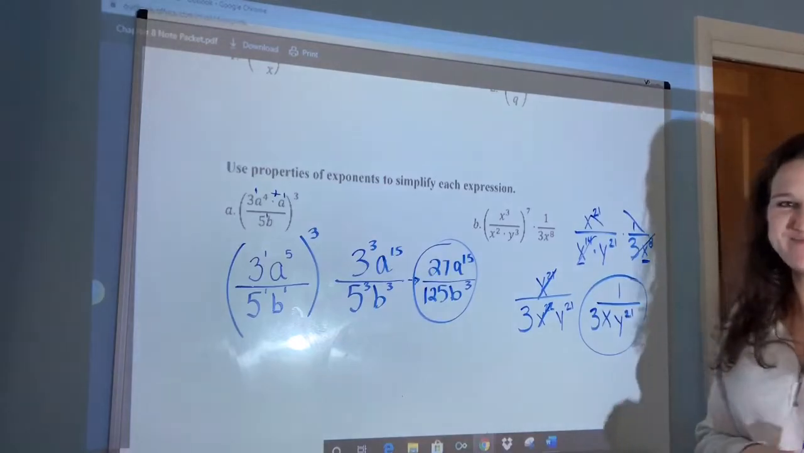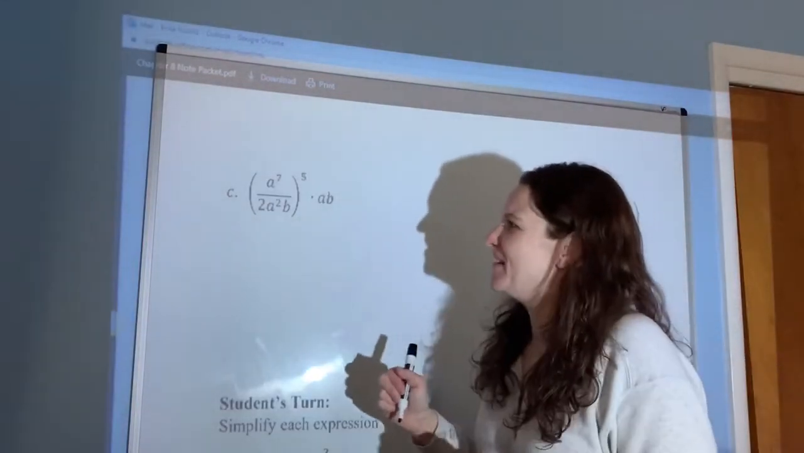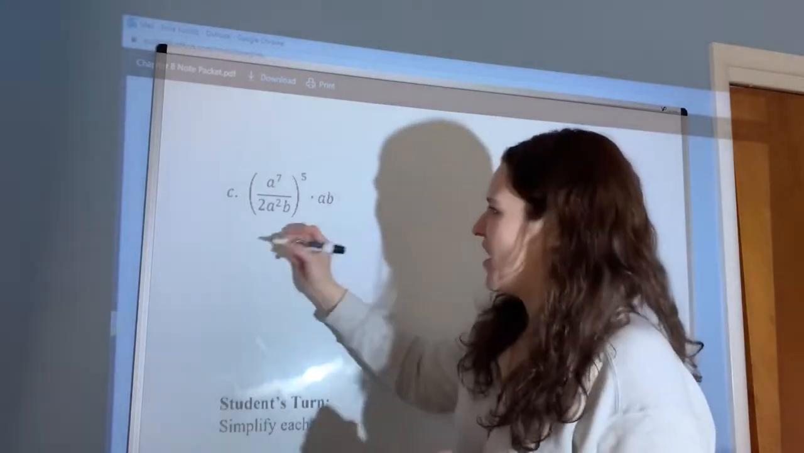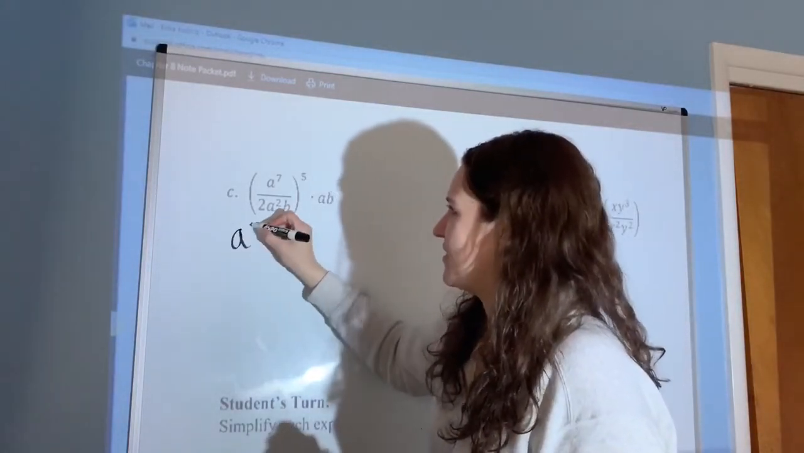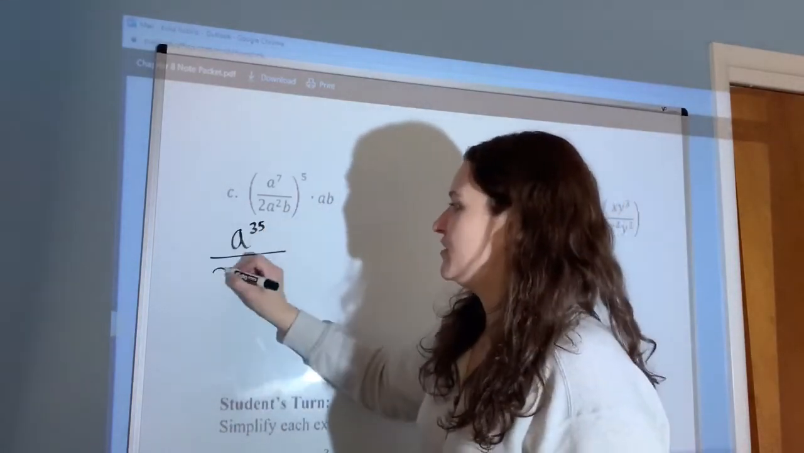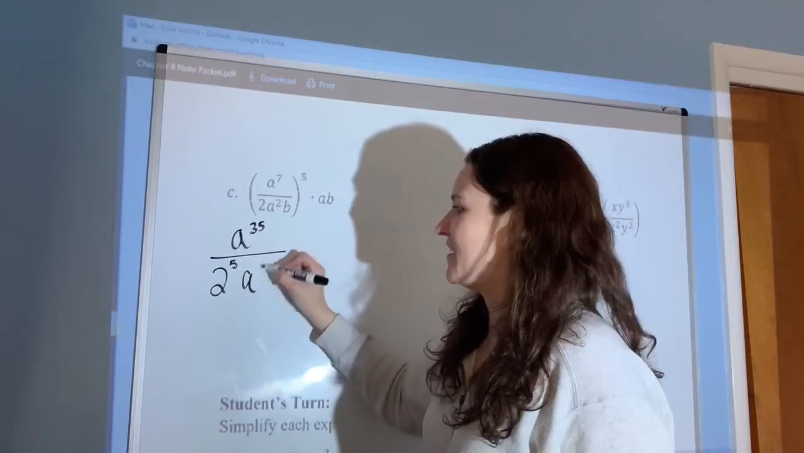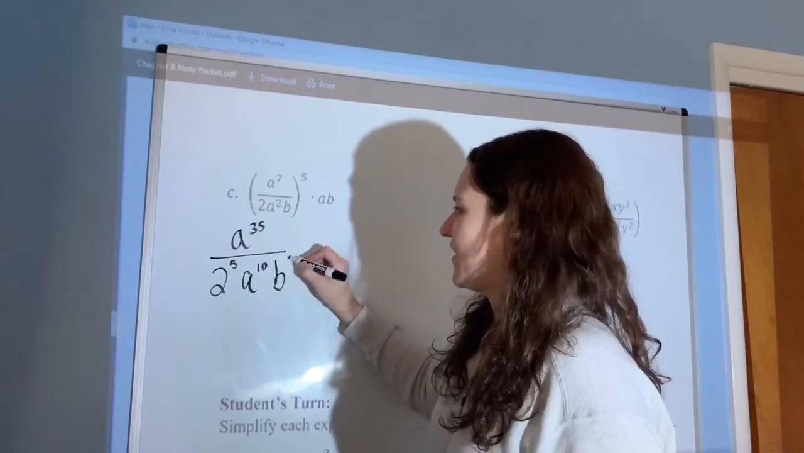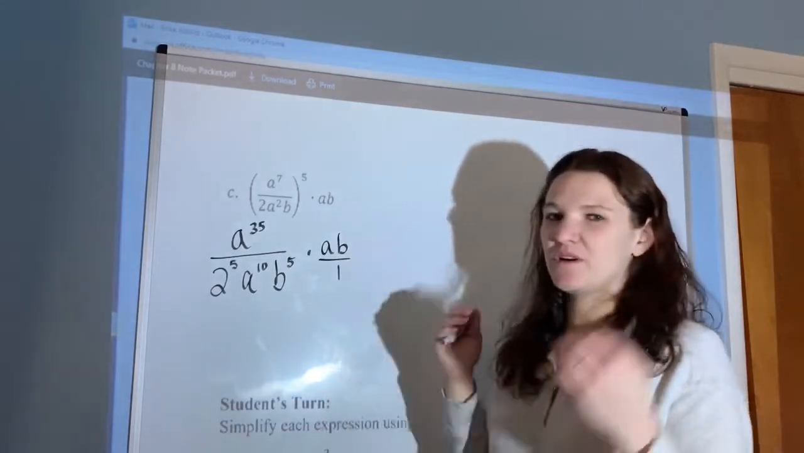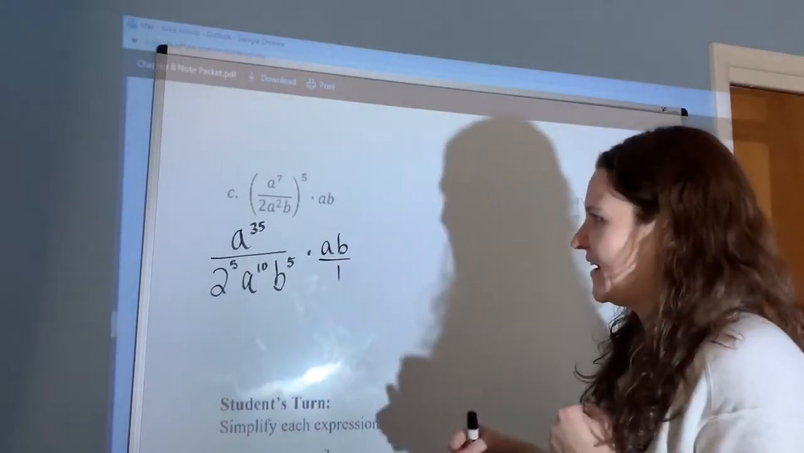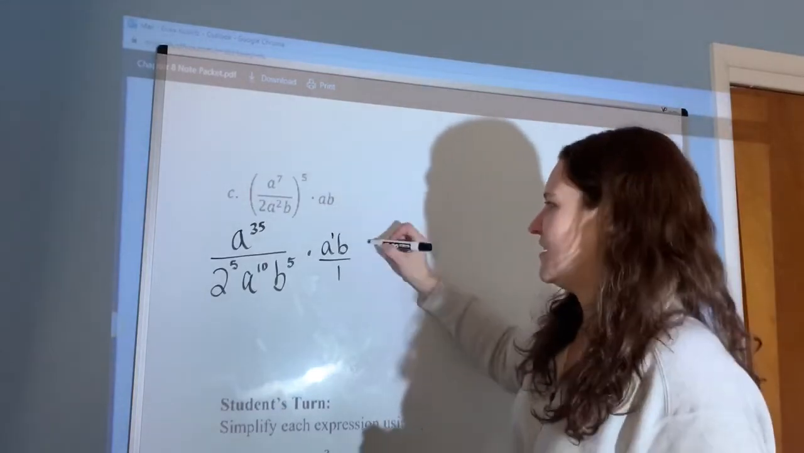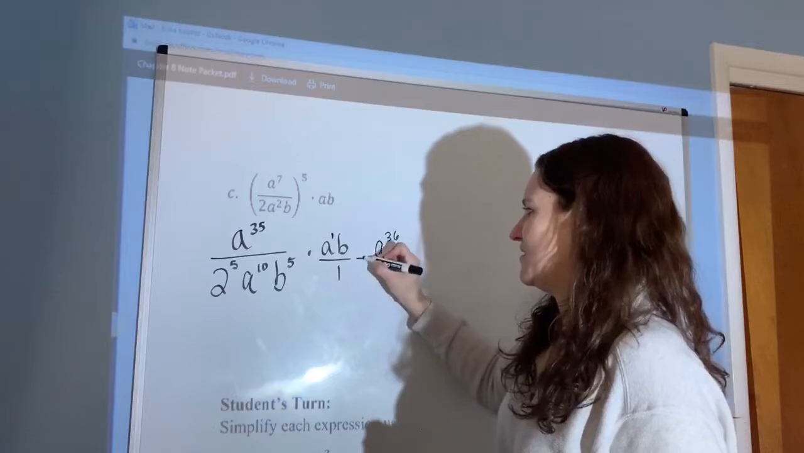All done. Alright, last two examples. We're going to distribute that power 5 to everything inside the parentheses first. So we'll have a to the 35th power, because 7 times 5 is 35, over 2 to the 5th, a to the 10th, b to the 5th. And I'm just going to bring over that a, b. I'm going to throw it over 1 so I remember that stays on top. Alright, next we'll multiply across the top. A to the 35th times a to the 1st gives me a to the 36th.